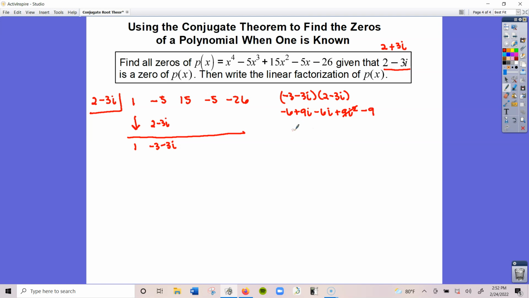Negative 6 minus 9 is negative 15, and 9i minus 6i is plus 3i. So this is now what I'm going to put here, negative 15 plus 3i. When I combine 15 minus 15 plus 3i, the 15s will cancel, and I can bring down the 3i. Now I multiply 3i times 2 minus 3i.